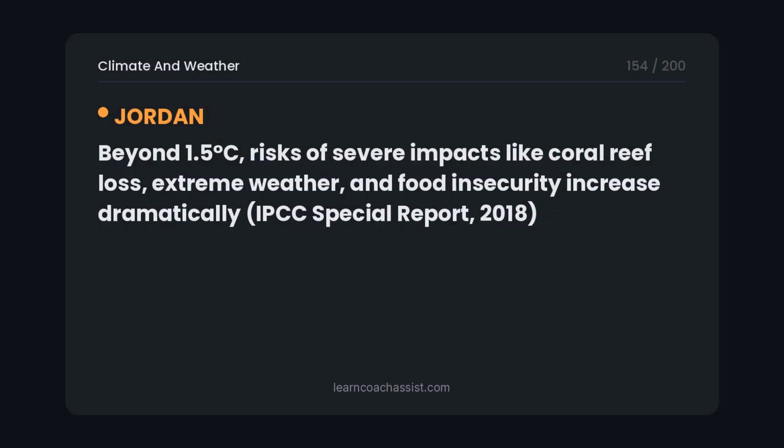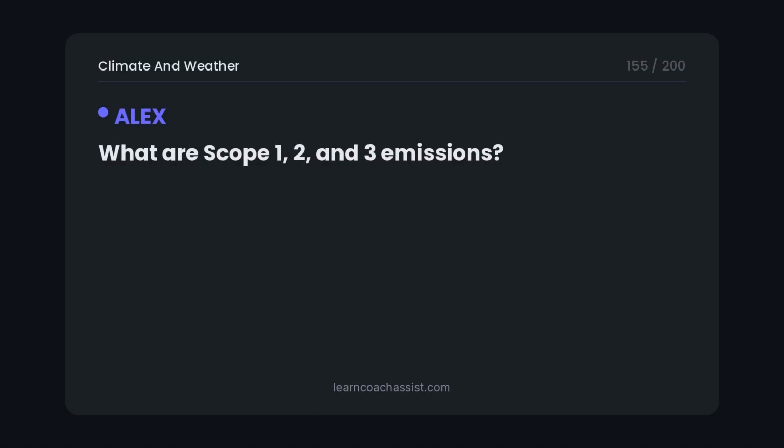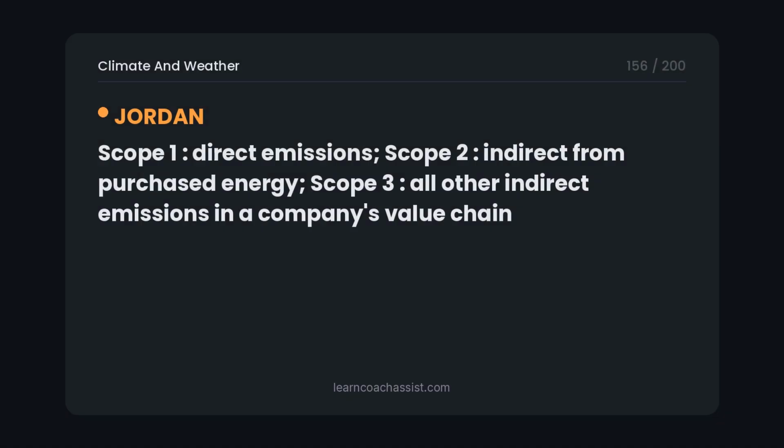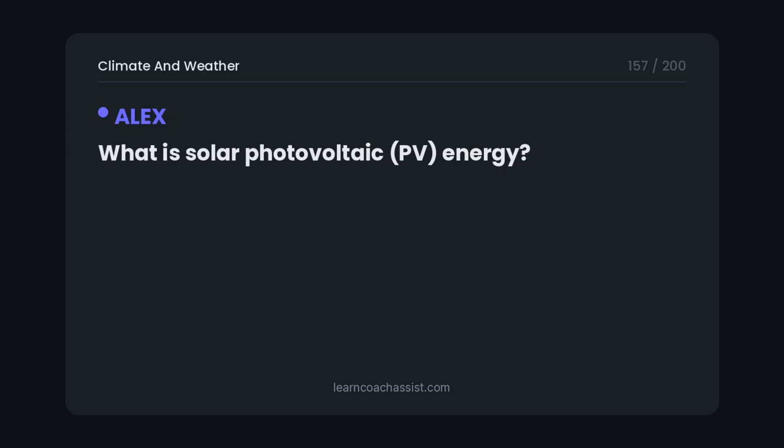What is the significance of the 1.5 degrees Celsius warming target? Beyond 1.5 degrees Celsius, risks of severe impacts like coral reef loss, extreme weather, and food insecurity increase dramatically, IPCC Special Report, 2018. What are Scope 1, 2, and 3 emissions? Scope 1, direct emissions. Scope 2, indirect from purchased energy. Scope 3, all other indirect emissions in a company's value chain.